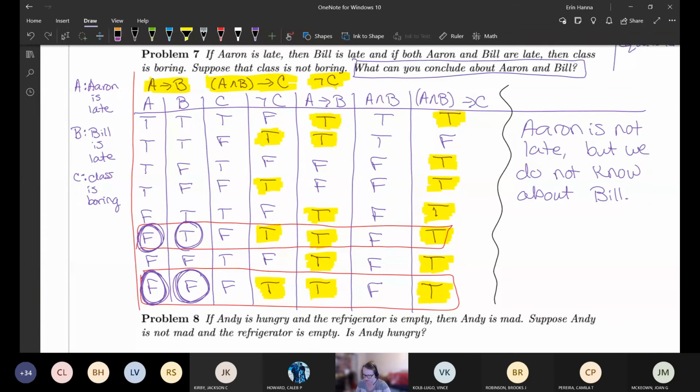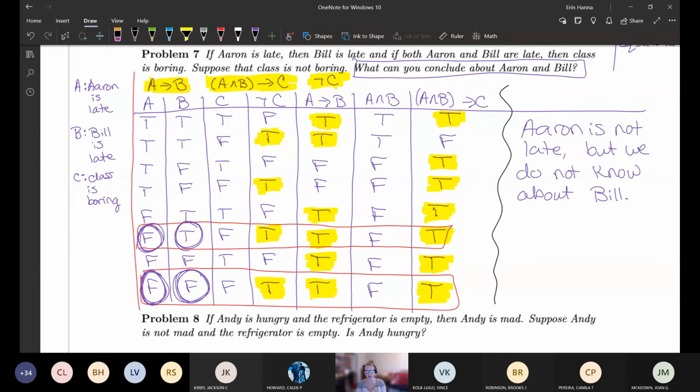So how we concluded this is that when you read this original statement, we've done the truth table, let's go back to actually reading the problem. And the problem says, if Aaron is late, then Bill is late. And if both Aaron and Bill are late, then the class is boring. Suppose that the class is not boring.